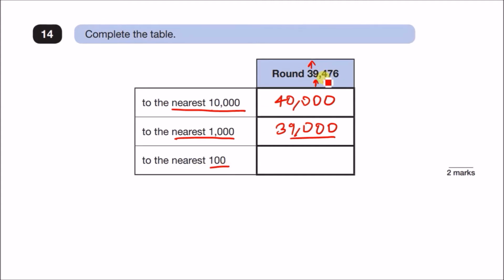And lastly, to the nearest hundreds. So we look at the hundreds column, go to the next one, the 7. Well, 7 is bigger than 5, so it means you've got to round the 4 up. So it's going to be 39,500. And that's it, guys.